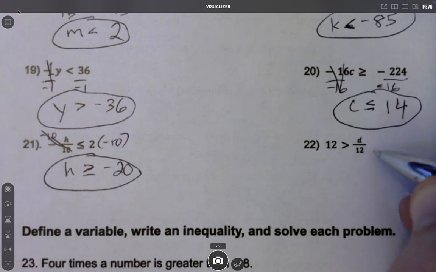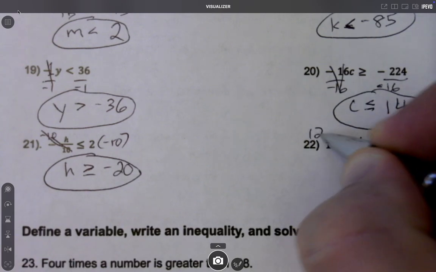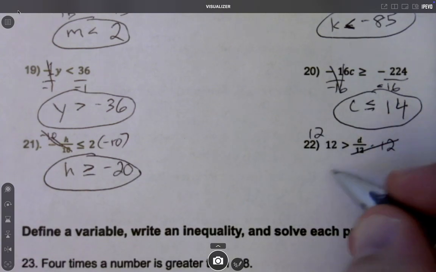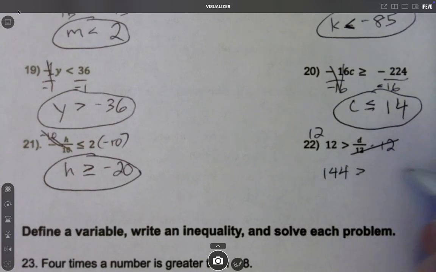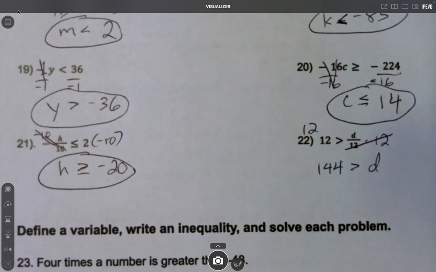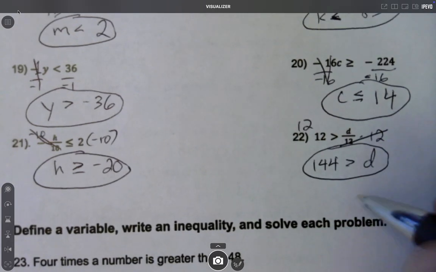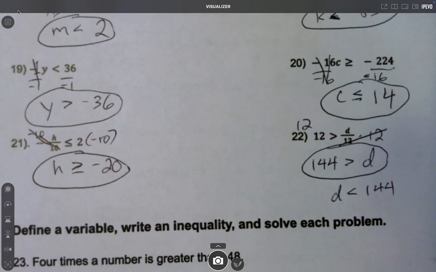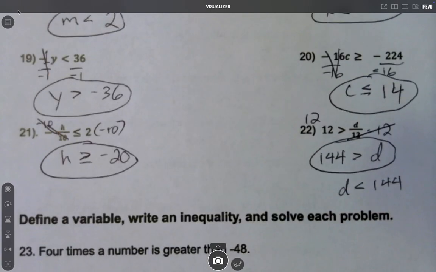On 22, we're dividing by 12, so we multiply both sides by 12. 12 times 12 is 144, is greater than D. Now, you may remember yesterday when we were graphing, I recommended you flip this around and write it with the variable on the left. That's fine if you want to do that, but when we're solving, I'll accept either one of these. And honestly, you don't have to flip it when you're graphing. It just usually makes it easier to know how to graph it. But as far as solving, it does not matter if your variable is on the left or the right. You can leave it in either side.